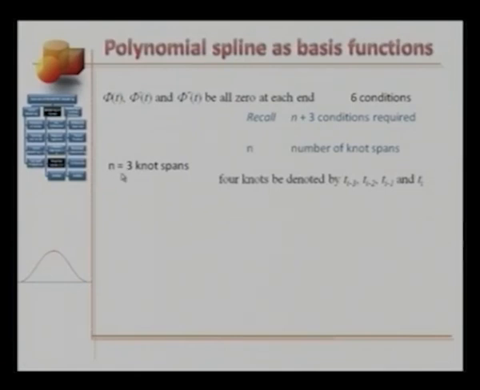Well, since we have 3 knot spans, we'll have 4 knots. Let these knots be denoted by Ti minus 3, Ti minus 2, Ti minus 1, and Ti. Again, arranged in ascending order. So Ti would be a knot corresponding to this point here. Ti minus 3 would be a knot corresponding to this point here. And Ti minus 2 and Ti minus 1 would be intermediate knots.